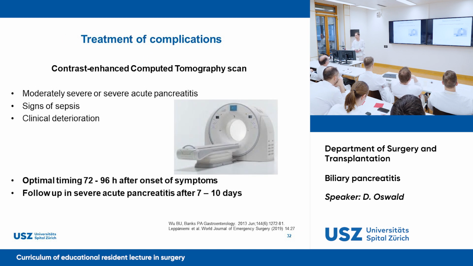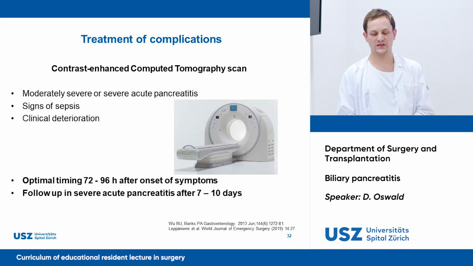In the beginning I said there's no need for a CT scan, but sometimes a CT scan is important. If you have moderately severe or severe acute pancreatitis, signs of sepsis, or a clinical deterioration, the optimal timing for the CT scan is 72 to 96 hours after onset of symptoms. That timing is important because the complete extent of pancreatic and peripancreatic necrosis may only become clear after 72 hours after the onset of the pancreatitis.